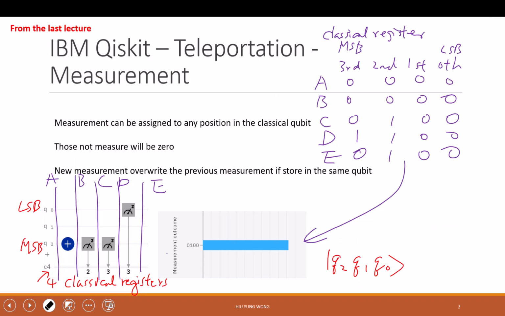Okay, so let's go back to here. So we have 3 qubits, right? Q2, Q1, and Q0. And now our goal is to understand how to measure it. So how many classical bits do we have in this circuit?